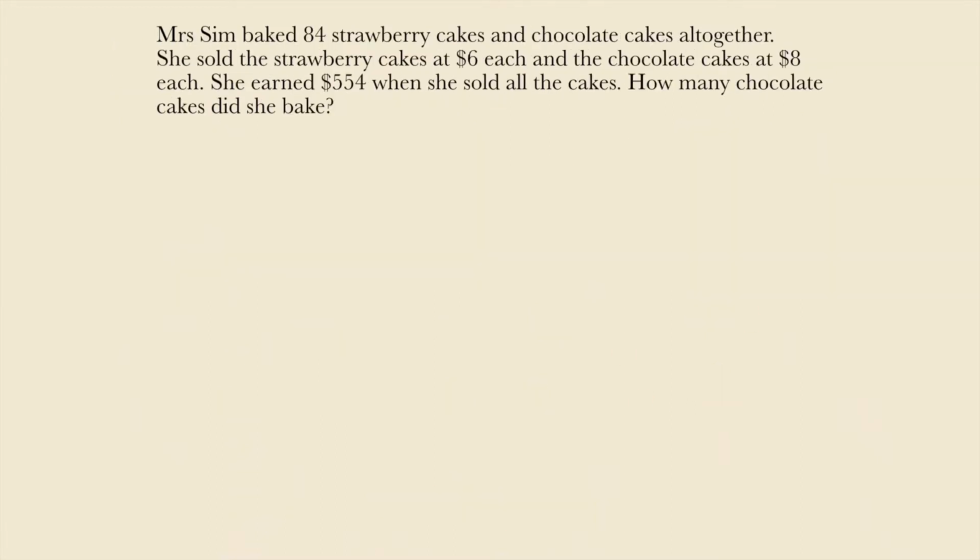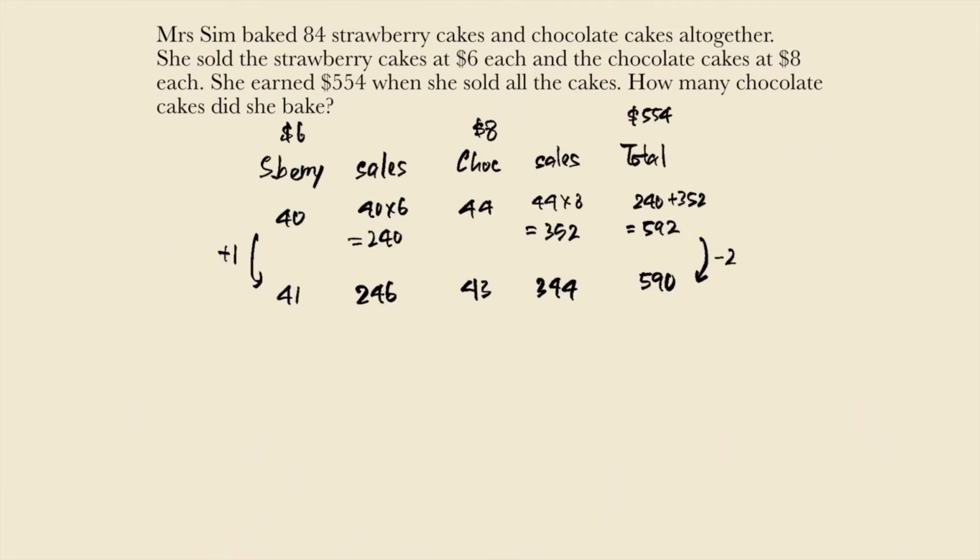Mr. Sim baked 84 strawberry cakes and chocolate cakes all together. Alright, so this is the cost for each, and the total of 554. So the diagram looks pretty familiar by now. Let's make a guess. Total of 84. Let's guess 40 and 44. So the total results in 592.